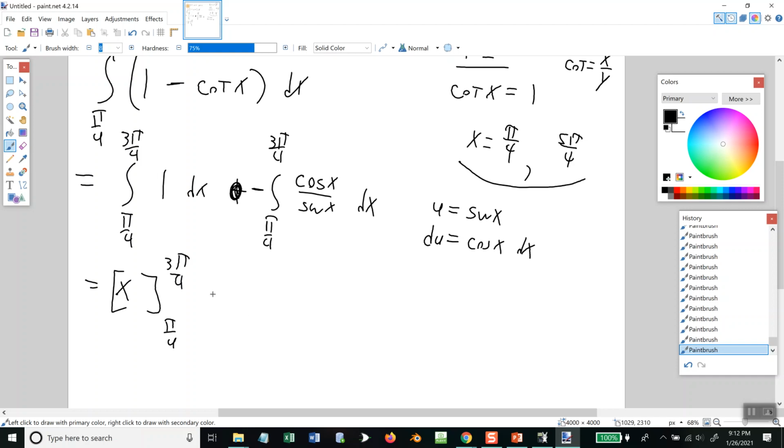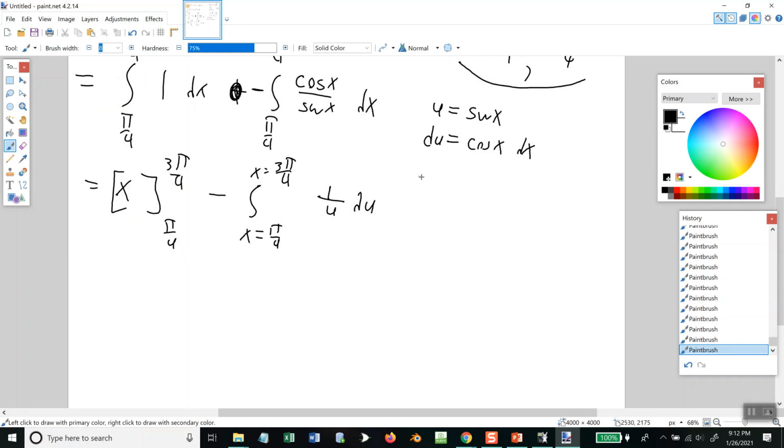So this becomes minus, and I'm going to put x's here just to really emphasize there's still x's. And this becomes what? 1 over u du. This is why I did that recall, because these are items you need for the problems I was going to show.